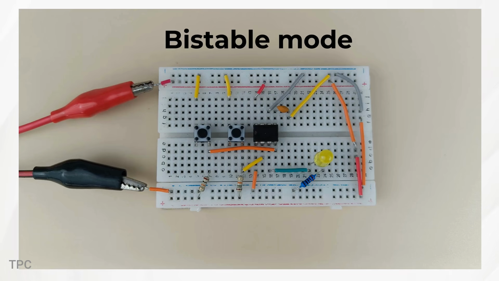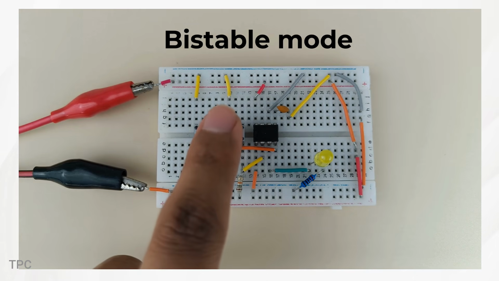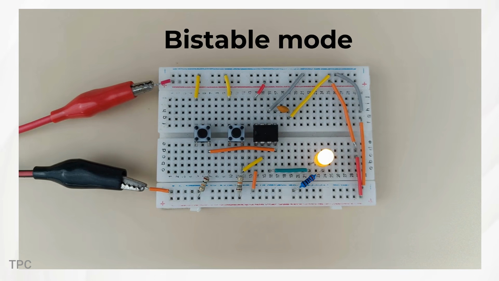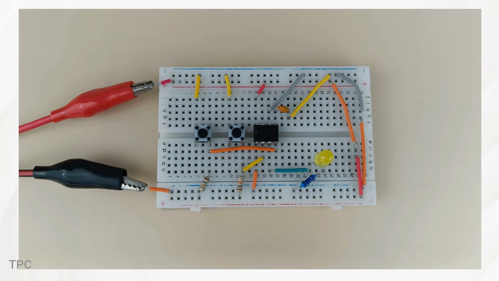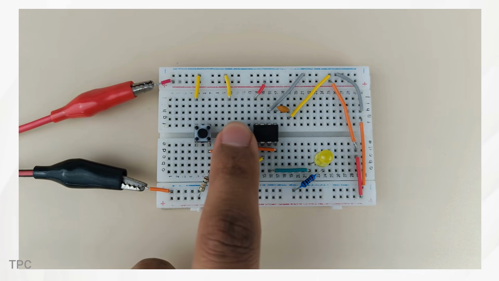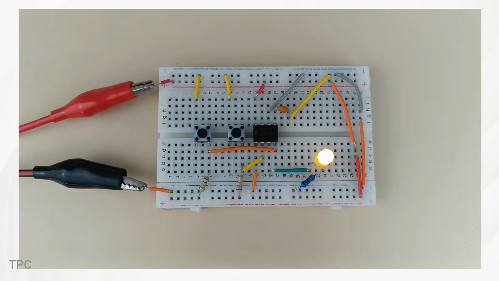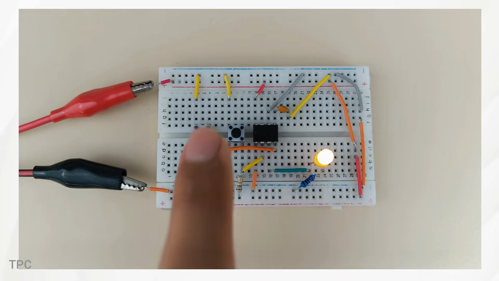And finally, we have the bistable mode. In this mode, the output doesn't change automatically, it stays in whatever state it was in. Here, I have two inputs connected, one to set the output high and the other to reset it back to low. So when I press this button, the LED turns on, and it stays on even after I release it, and only when I press the other button, it turns off.